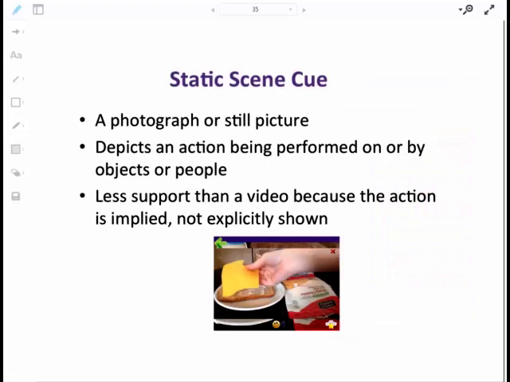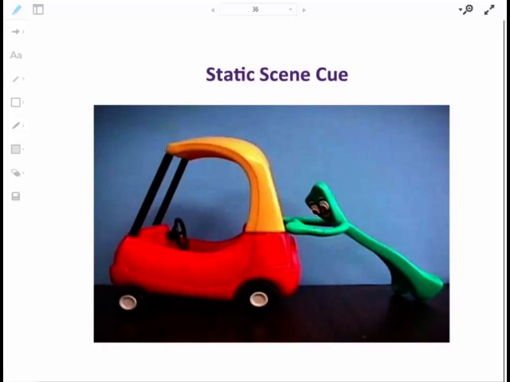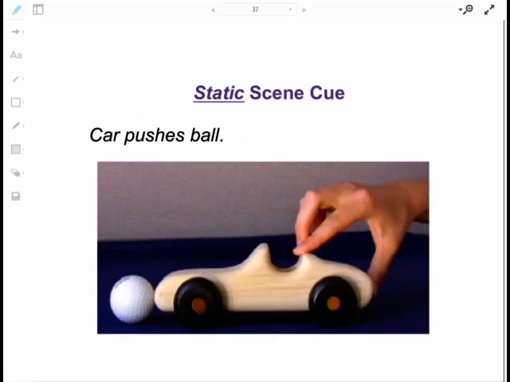A static scene cue is a photograph or a still picture that depicts the action being performed on objects or people. And again, the action is implied. It's not explicitly shown when you're using a static scene cue. This is a representation of have Gumby push the car. Here we have the car pushes the ball. Again, everything you need to understand is all contained within that static scene.